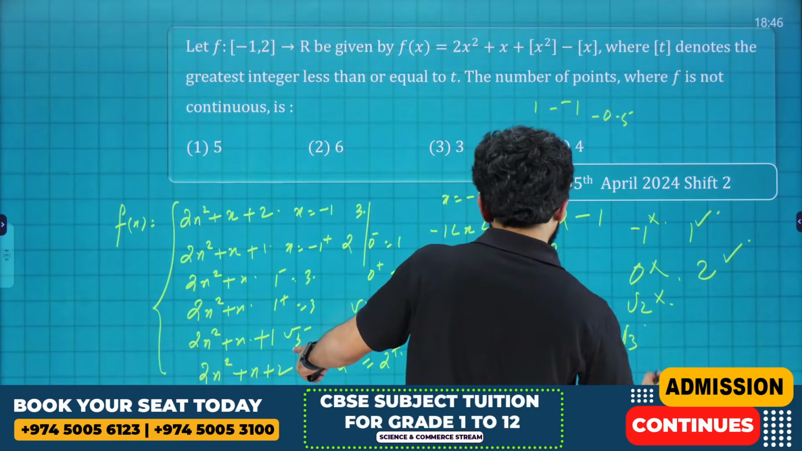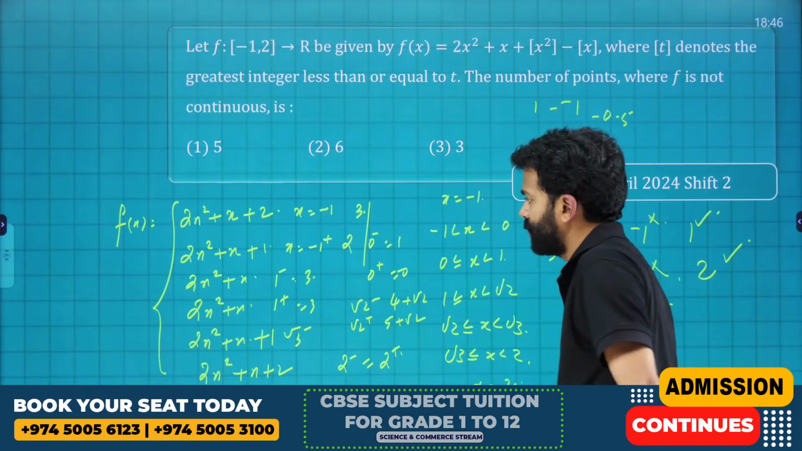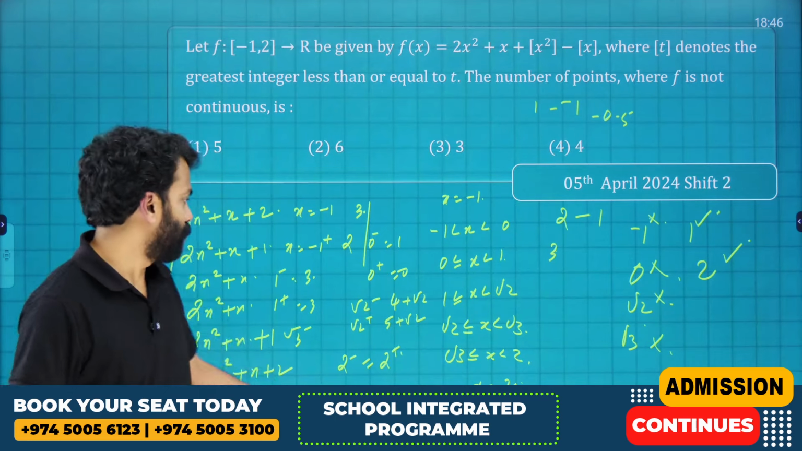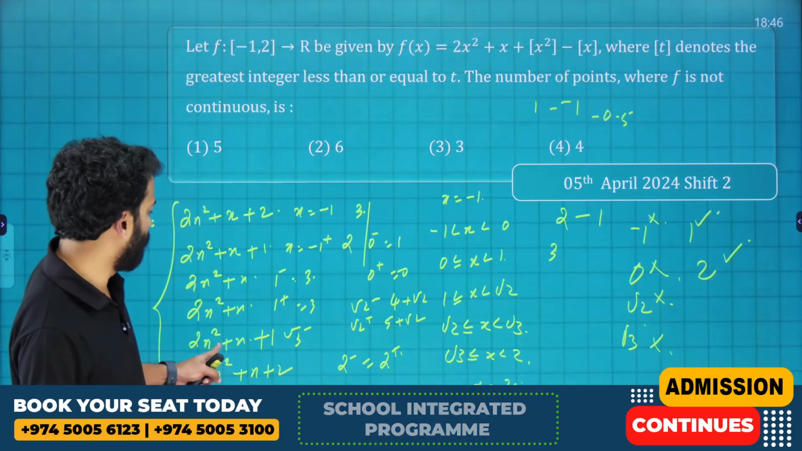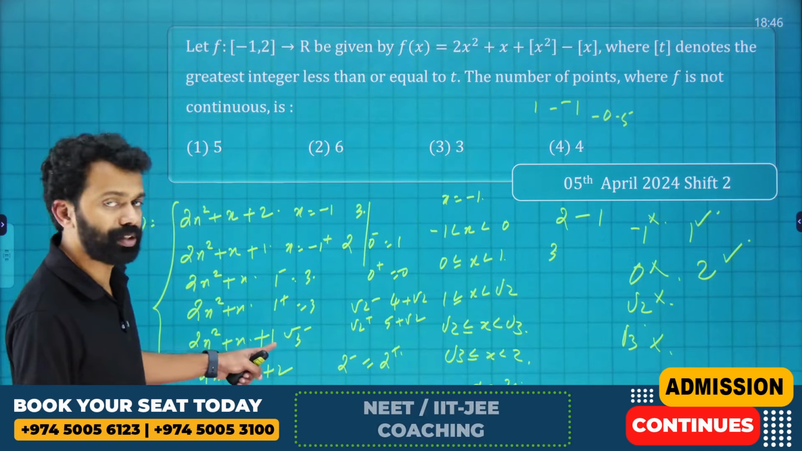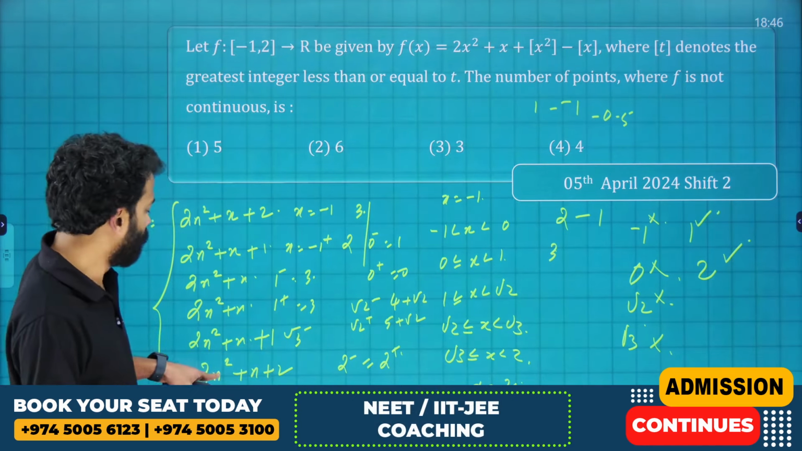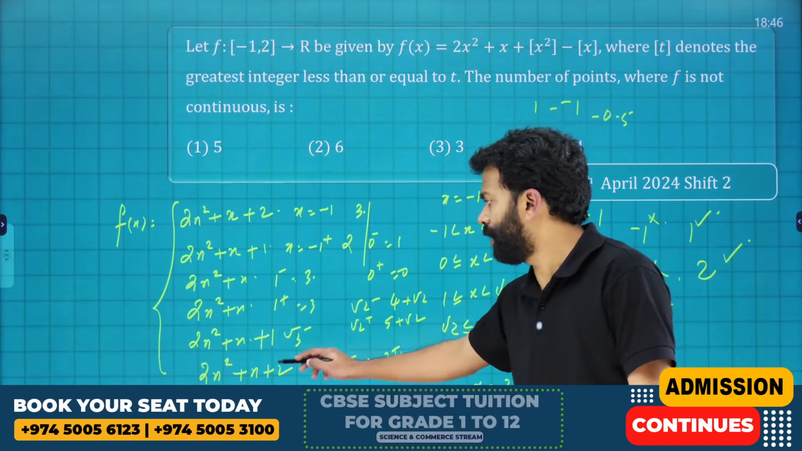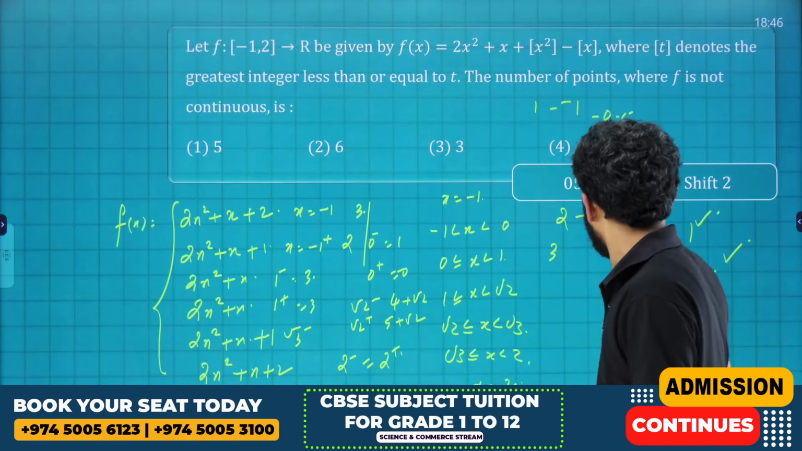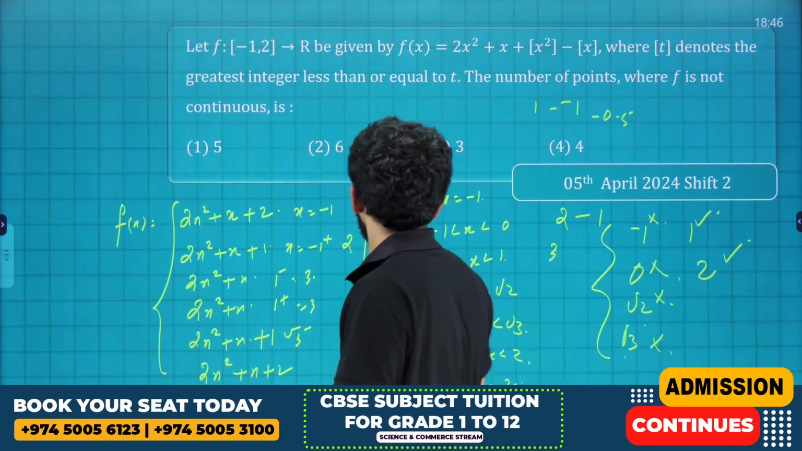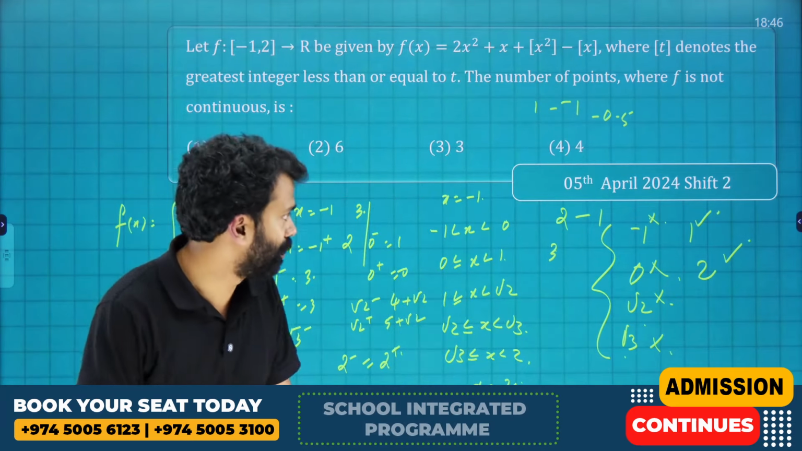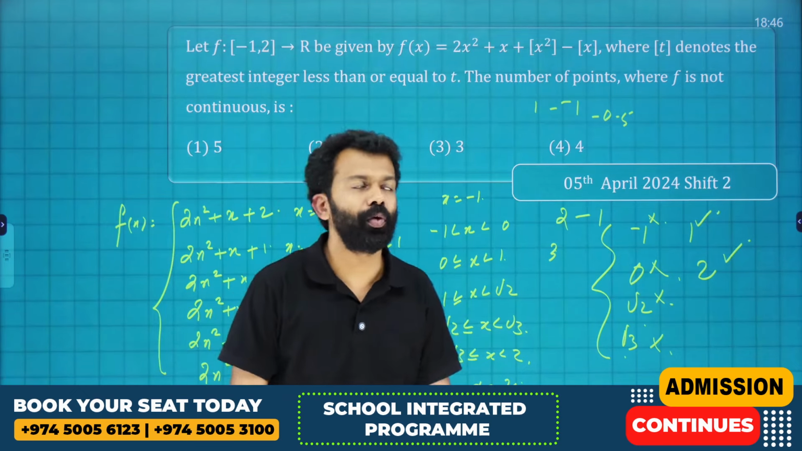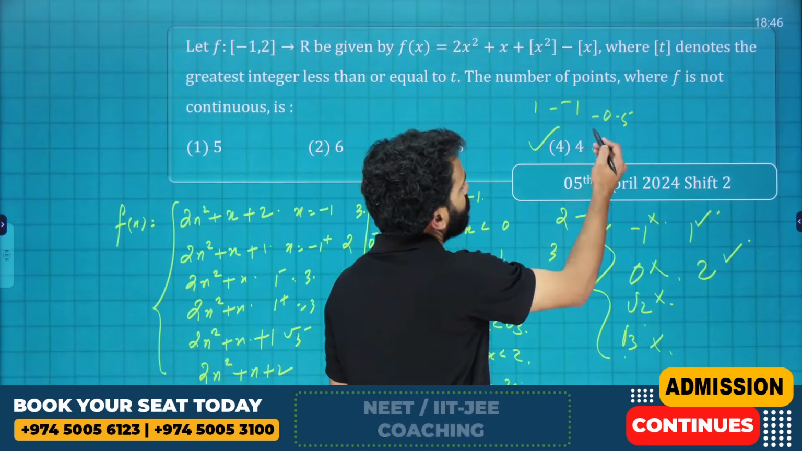At root 3 also it is discontinuous, right? That is 2x square plus x plus 1 and 2x square plus x plus 2. If you substitute root 3 over here, you will get 2 into root 3 square plus root 3 plus 1, which is definitely not equal to 2 into root 3 square plus root 3 plus 2. They are not equal, right? Because it is 1 over here and 2 over here. So at 4 points the function is not continuous. And what are the 4 points? The 4 points are minus 1, 0, root 2 and root 3.